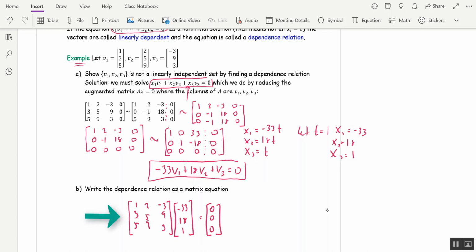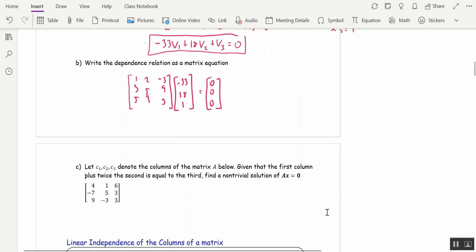So, matrix equation, vector equation. All right, here's another one. Let C1, C2, C3 denote the columns of this matrix here, and suppose we're given that the first column, C1, plus twice the second, 2C2, is equal to the third. Find a non-trivial solution to AX equals 0.